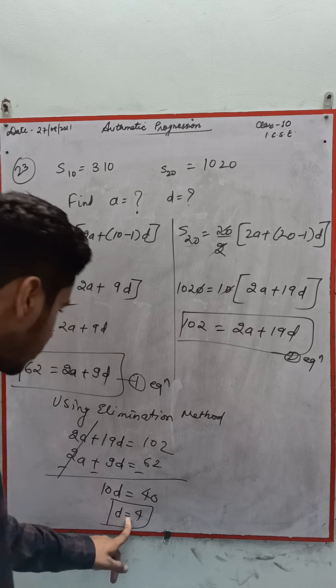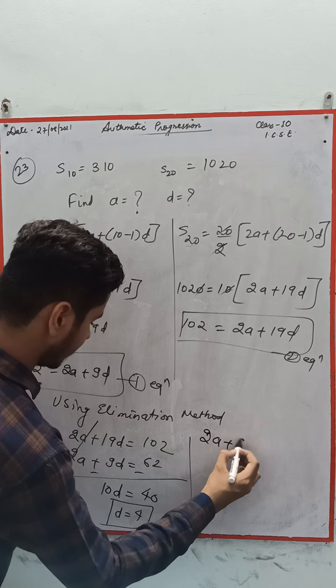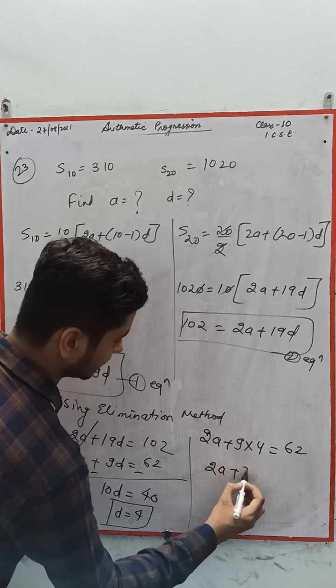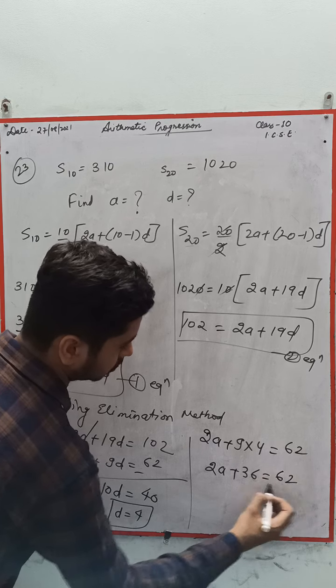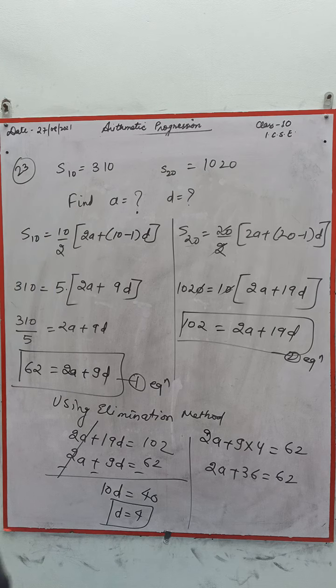Now substitute this 4 in this equation. So 2a plus 9 into 4 is equal to 62. 2a plus 36 is equal to 62. Take this 36 to that side, divide it by 2, you will get the value of a. So that is how the 23rd question is done.